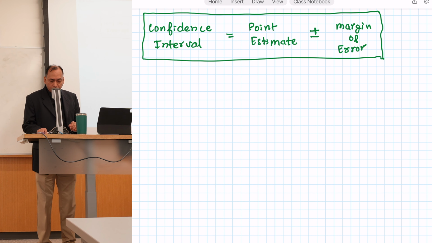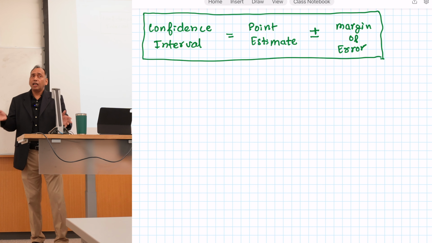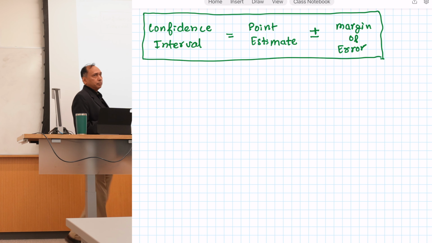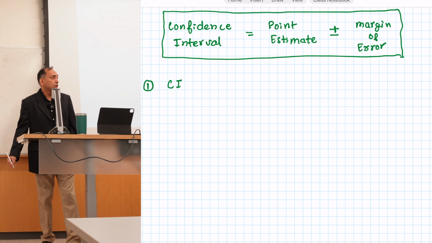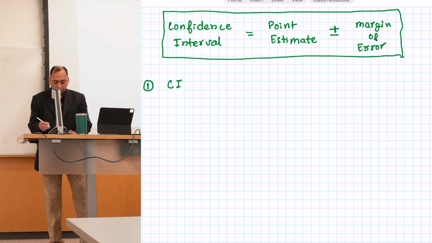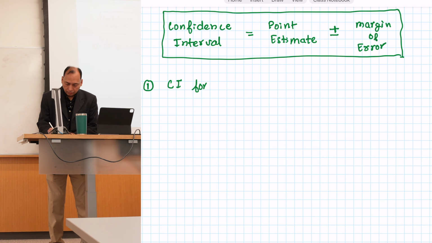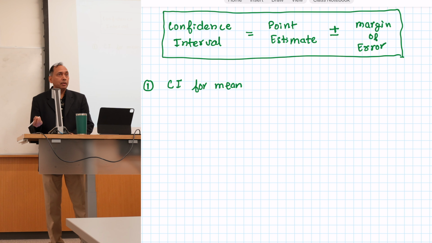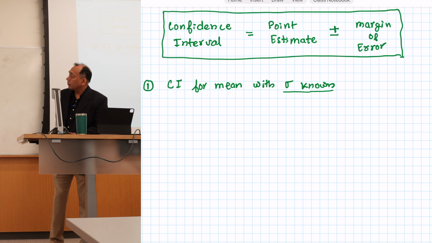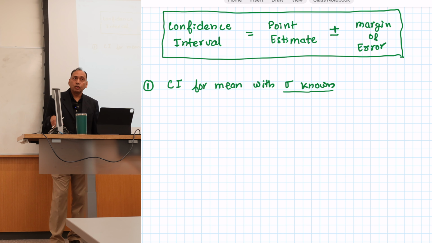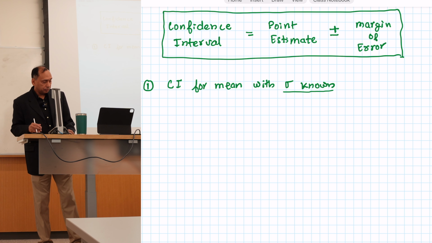How do we calculate confidence intervals? So in this class, we only look at three situations. Situation number one is, so instead of writing confidence interval, I'm going to write CI, shortcut. So CI means confidence interval for mean, which is population mean, with sigma known. So that is one situation. And then there's a second situation where sigma is not known, and the third is proportions.